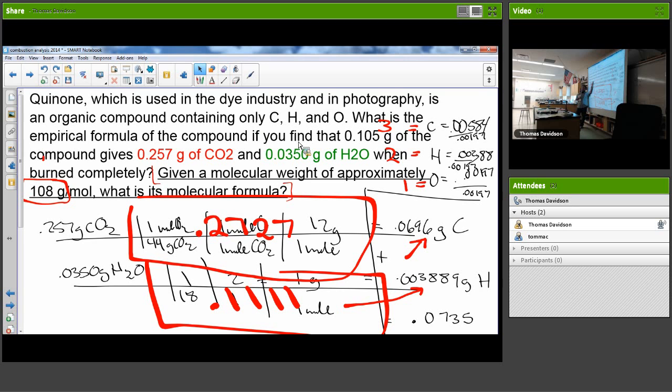So I'll just start again at the beginning. The shortcut, and one warning real fast.